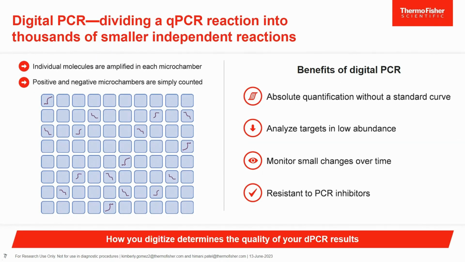Like I mentioned in the previous slide, digital PCR divides a qPCR reaction into thousands of smaller independent reactions. The reactions are segregated into microchambers, where individual molecules are then amplified. The presence of the target molecule is simply counted in each microchamber. Digital PCR not only circumvents the need for a standard curve, but it also allows for target analysis in low quantities. It uses highly precise and specific technology that can monitor small changes over time and is resistant to PCR inhibitors.